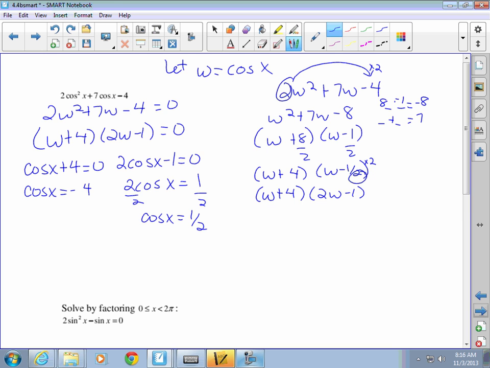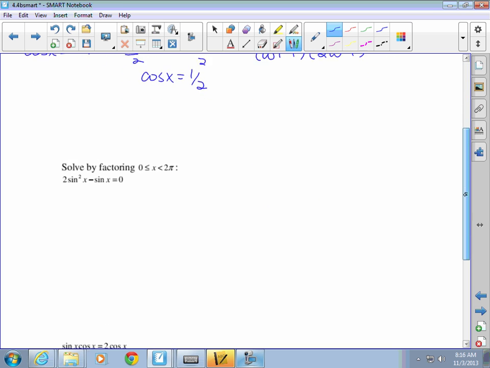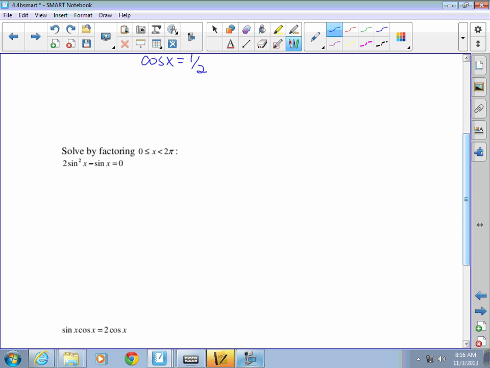Okay, so now we're going to actually do some solving. We've practiced with the factoring, so now let's do a few steps of solving. So solve by factoring, our restrictions are x has to be greater than or equal to 0, and less than 2 pi. So 2 sine squared x minus sine x. I'm going to pick, again, whatever variable you want, so I'm going to use my w again. I'm going to let w equal sine of x. So that means I have 2w squared minus w is equal to 0.